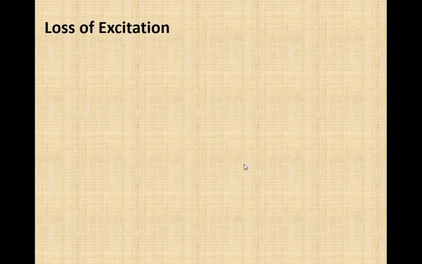Next we discuss this problem of loss of excitation. This problem is only associated with synchronous machines because excitation is applied to synchronous machines only. So loss of excitation in a generator results in loss of excitation of the generator, and in the case of a synchronous motor it will result in loss of synchronism.